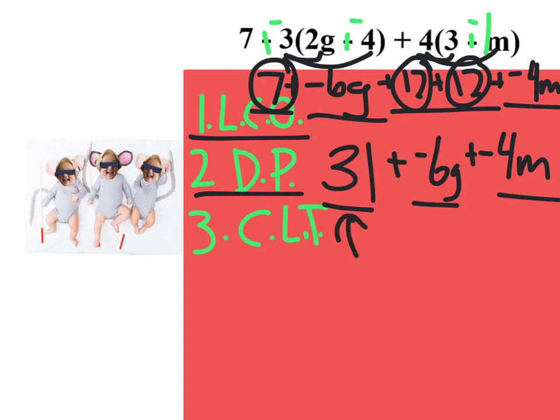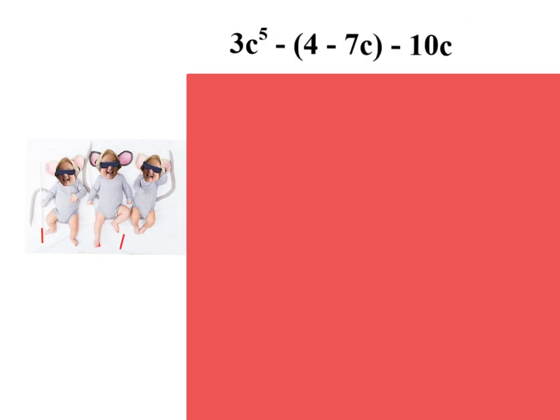To review, that's a constant. That -6 is the coefficient of that variable term, and that -4 is the coefficient of that variable term. Remember our steps: leave, change, opposite, distributive property, combine like terms. So here we go. Here's my leave, change, opposite.